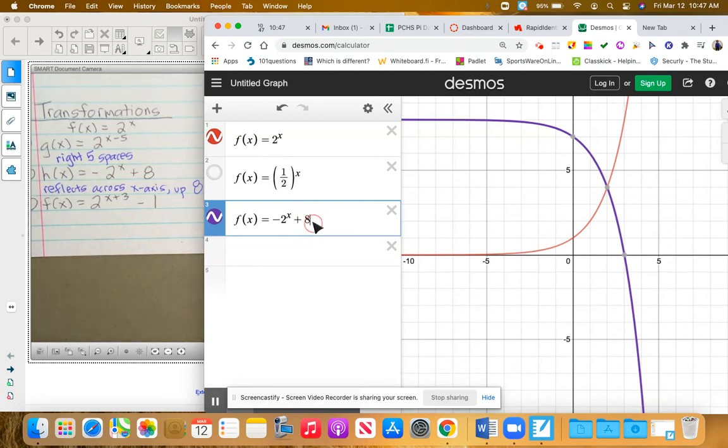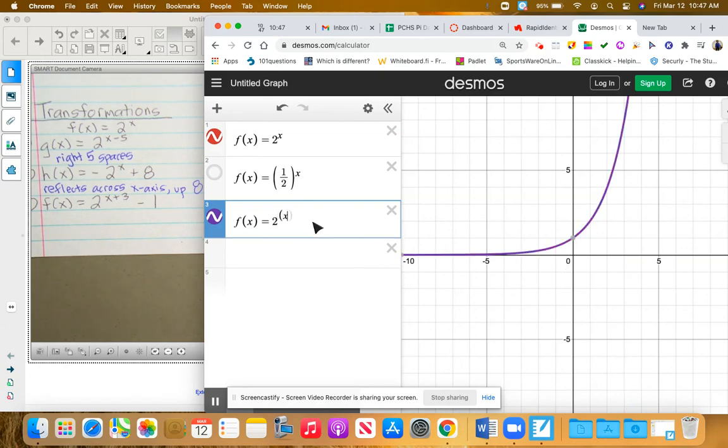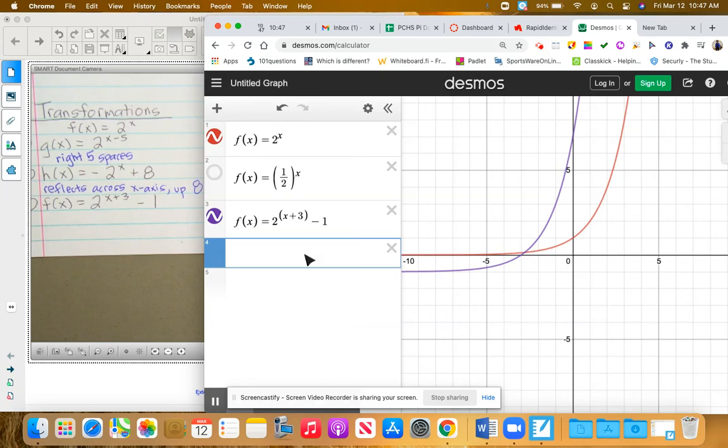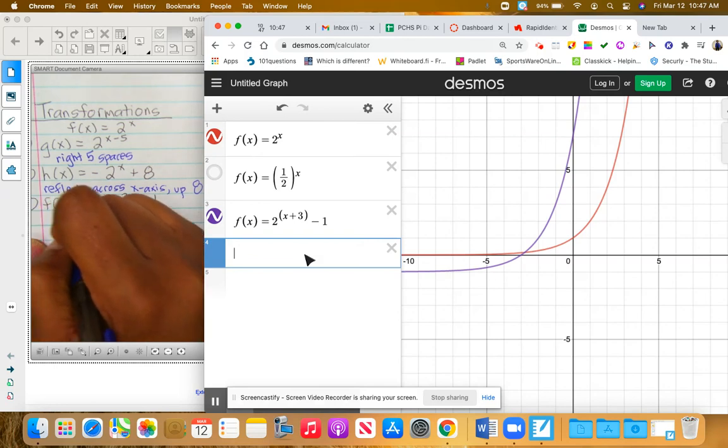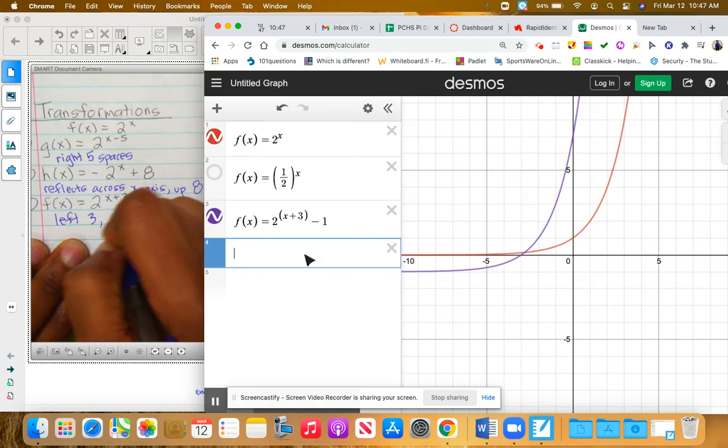And the last one that we'll take a look at and see what happens. 2 to the x plus 3, and then we're going to subtract 1. Okay. Now we're looking from the red to the purple here. So this one moved left 3, down 1.